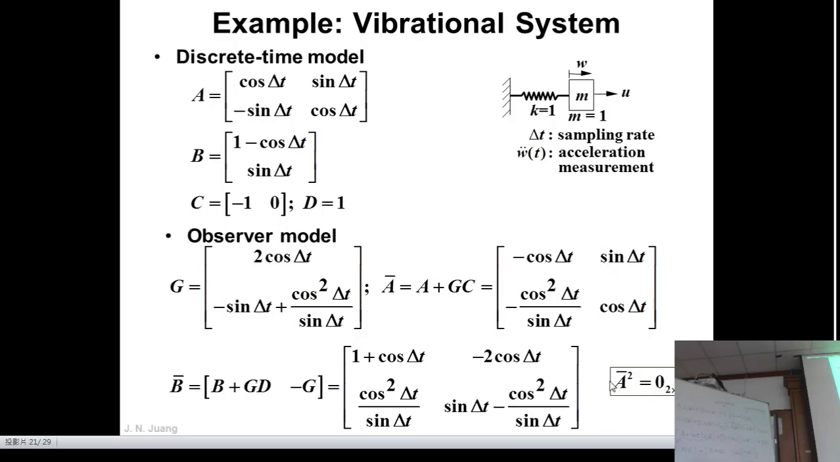Here, I show you A bar square. A bar square will be equal to 0, 0, 0, 0. That's kind of magic. See that? A bar square equal to 0, 0, 0, 0. Now, if you don't believe me, you can multiply it and see if it is true or not. All right. Let me wait a second. Don't switch.